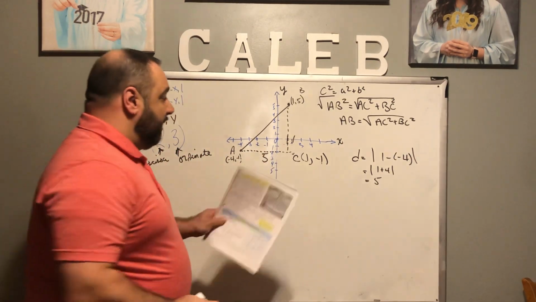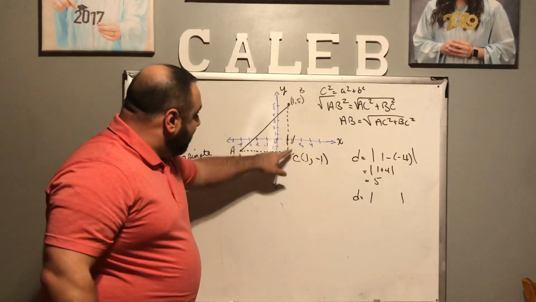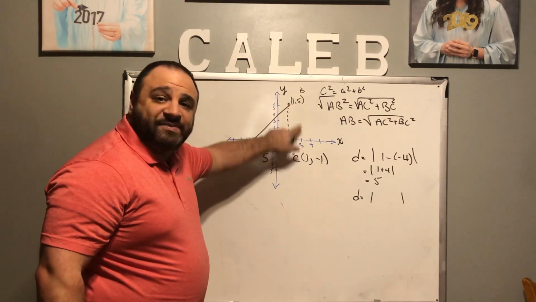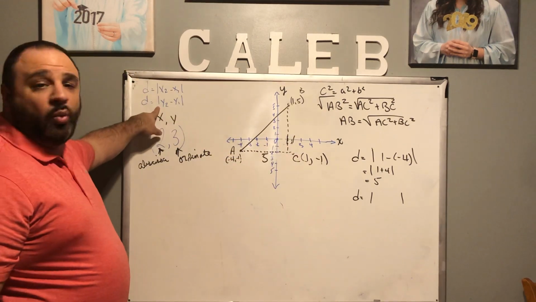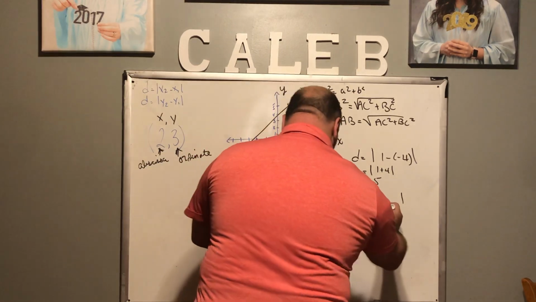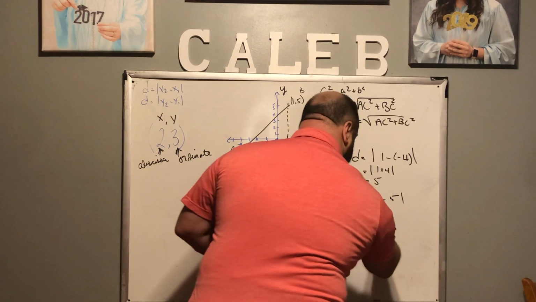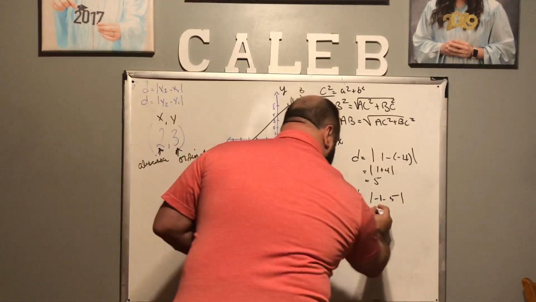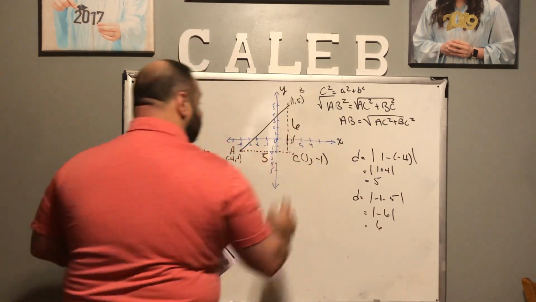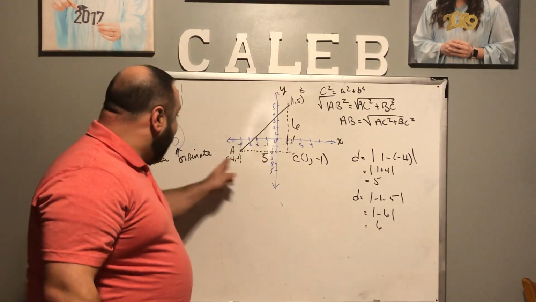Okay? Now, let's find the distance from B to C. Since we have the same x coordinate, the same abscissa, what we want to do now is go y2 minus y1. So y2 minus y1 is negative 1 minus 5. So negative 1 minus 5 would be the absolute value of negative 6, which would be 6. There's the distance between BC and AC.